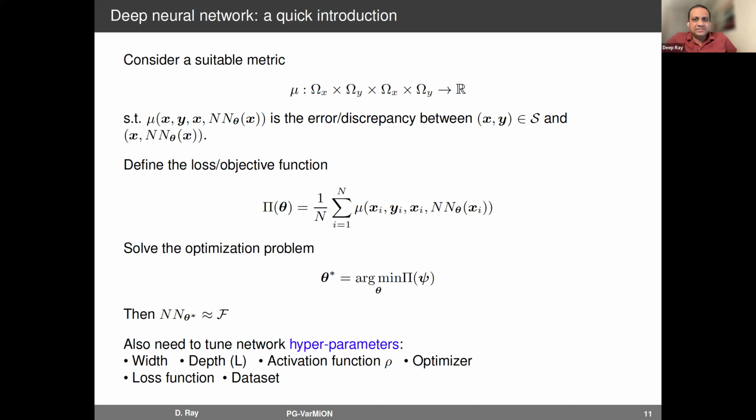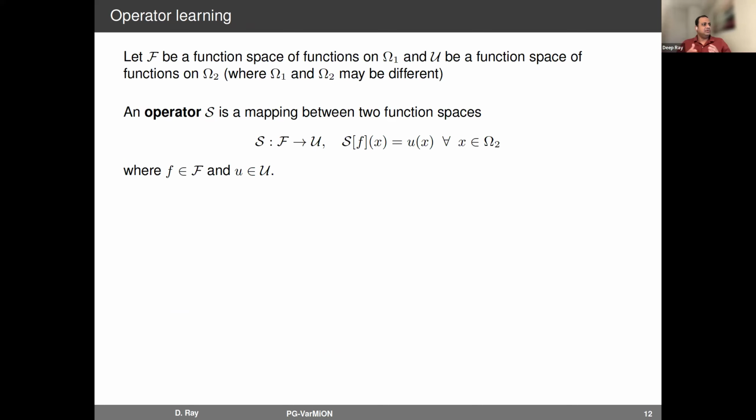So this is what a neural network is. But now I am trying to design something called an operator network. So what does that mean for us? We're talking about operator learning here. So let's say you have a function space F of functions on omega 1 and a function space U of functions on some omega 2. So an operator S is nothing more than a mapping from function space 1 to function space 2, so from F to U.